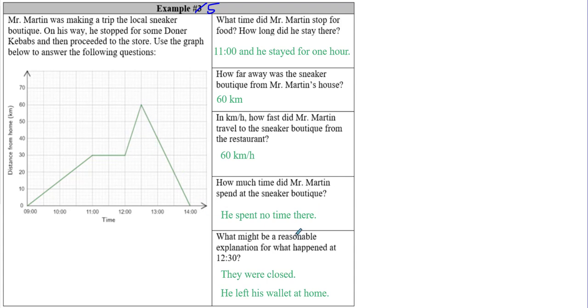So what might be a reasonable explanation for what happened at 12:30 when he reached the sneaker boutique? It could be something like maybe they were closed, so he just turned around, or he realized he left his wallet at home and had to go back and get it. But as you can see, he went and got back home, and maybe he was lazy or he had to take care of the baby and just didn't get to make it back out there.